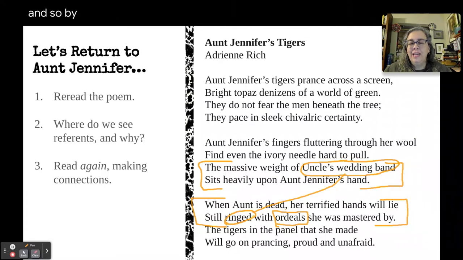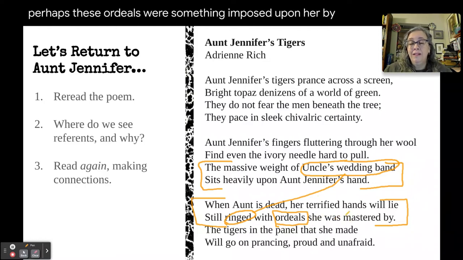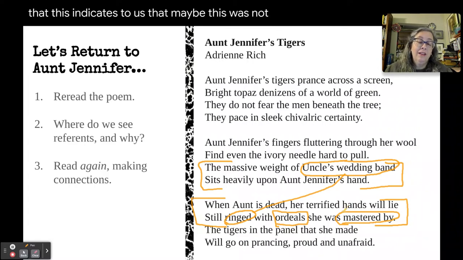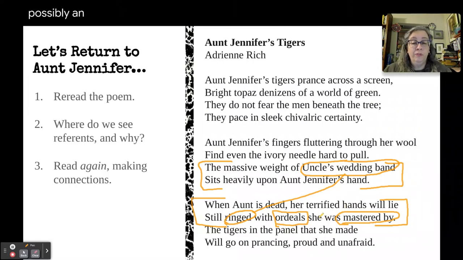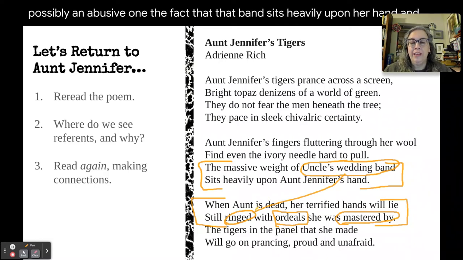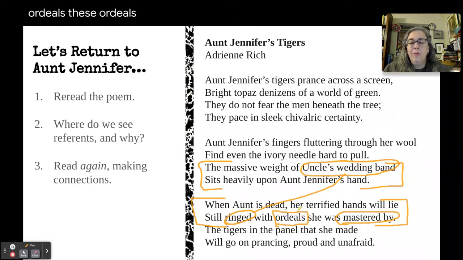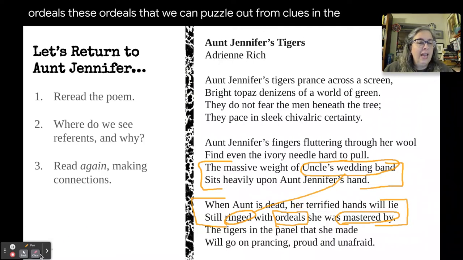And so by saying that she's ringed with ordeals, we're saying that perhaps these ordeals were something imposed upon her by Uncle. And in fact, the fact that she was mastered by these ordeals, if Uncle was these ordeals, this indicates to us that maybe this was not a very happy marriage, and in fact, possibly an abusive one. The fact that the band sits heavily upon her hand and that it is still ringed with ordeals, that is an example of a referent, ringed with ordeals, these ordeals that we can puzzle out from clues in the text.